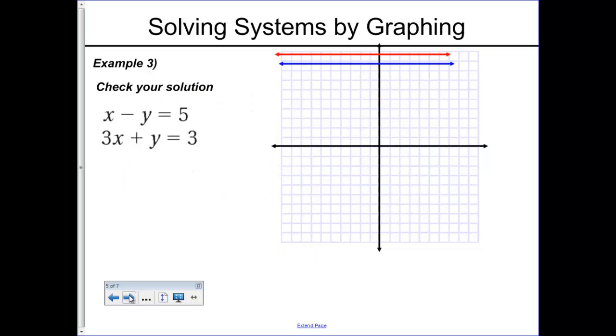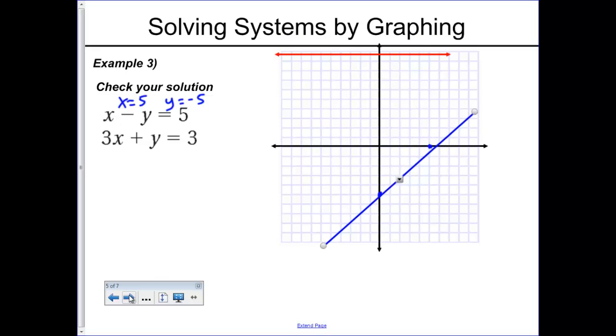Example 3. We're going to graph this one also. This one has an x and y intercept. So the x-intercept is going to equal 5, and the y-intercept is going to equal negative 5. So 5 for 1, 2, 3, 4, 5 would be here, and then 1, 2, 3, 4, negative 5 would be here. So I'm just going to go ahead and use my straight edge to draw my line.